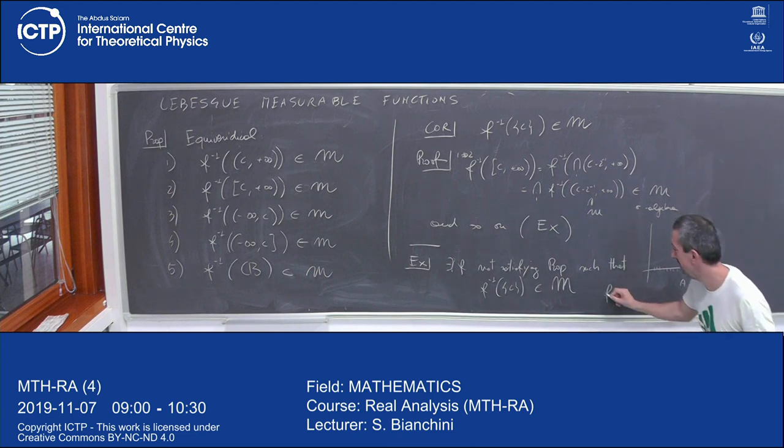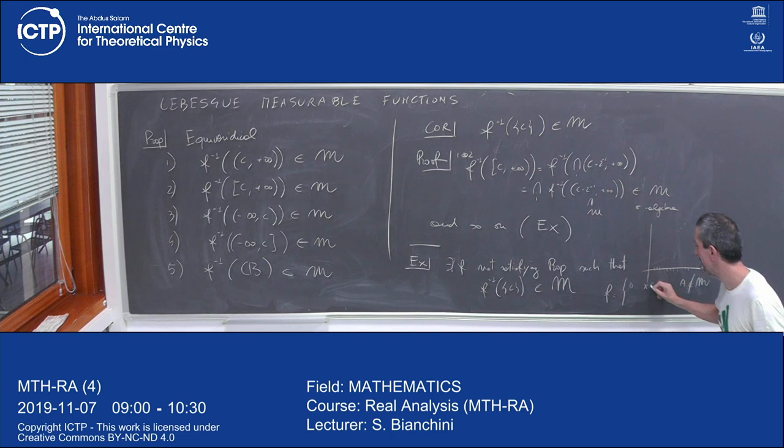So let's say F is equal to minus X if X does not belong to A, and X if X belongs to A. Only 0, 1, the rest you don't care. The inverse of each point is just a single point, so it is measurable. But the inverse of the positive or the negative half line is A or the complement, which cannot be both.